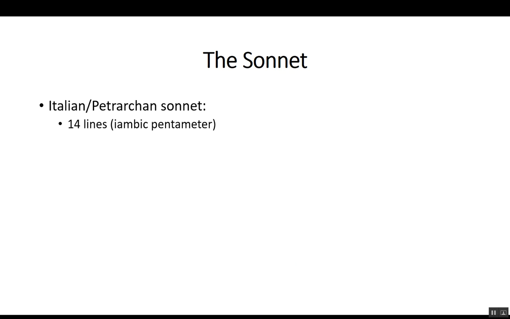It's 14 lines. And in English, those 14 lines are generally in iambic pentameter. So you have 5 iambs together in a line. Da-da, da-da, da-da, da-da, da-da, right? Iambic meaning the iamb, and pentameter meaning there are 5 of them in a line. So 14 lines of iambic pentameter.